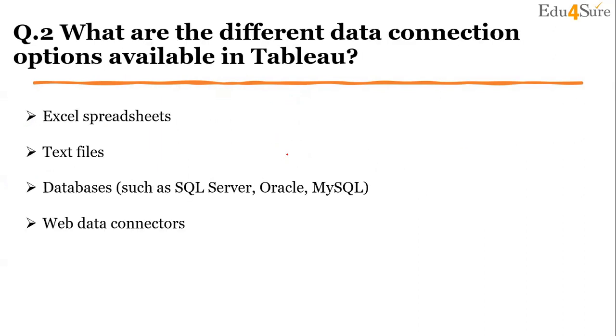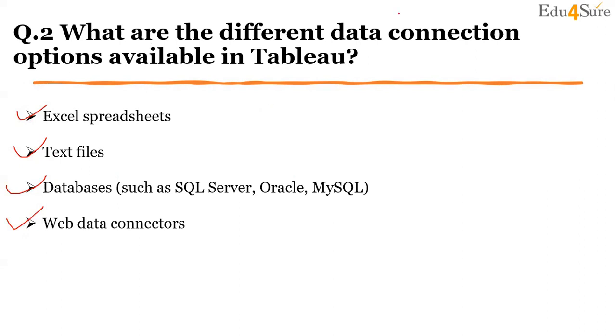What are the different data connection options available in Tableau? If you know Power BI, like we have a long list of data connectors in Power BI, similarly, we have a long list of data connectors here in Tableau as well, right? Excel spreadsheet, text files, databases, some of the examples have been given in the bracket, web data connectors. Where to see it? How will you get to know about it when you are opening the Tableau tool?